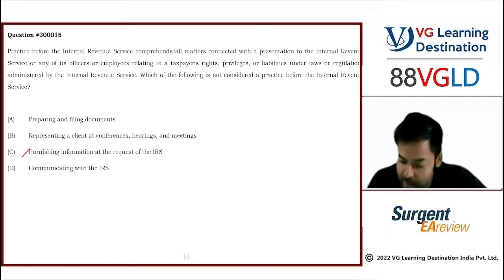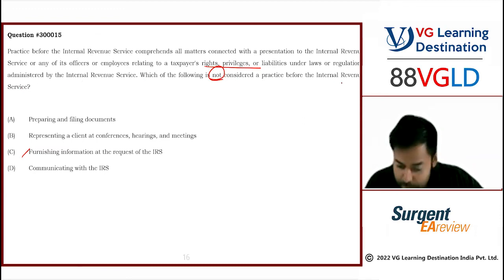Practice before the IRS comprises all matters connected with a presentation to the IRS or any of its officers or employees relating to the taxpayer's rights, privileges, or liabilities under the laws or regulations administered by the IRS. Which of the following is not considered to be practice?